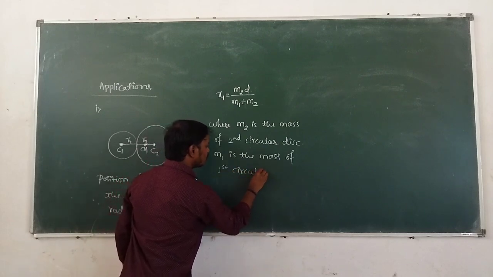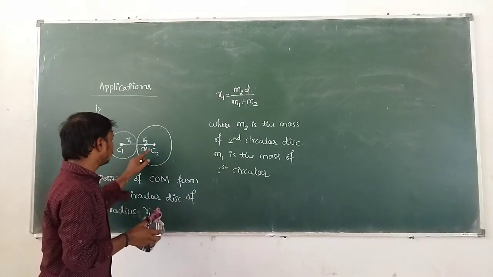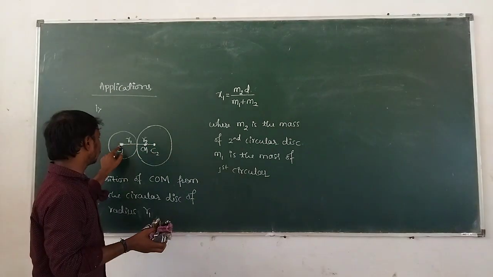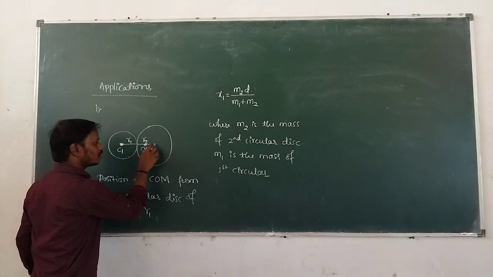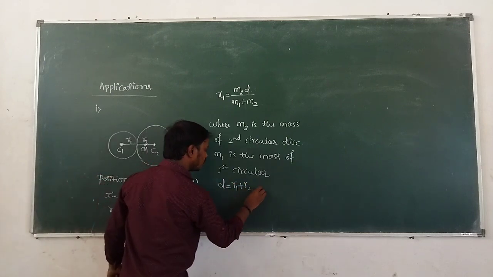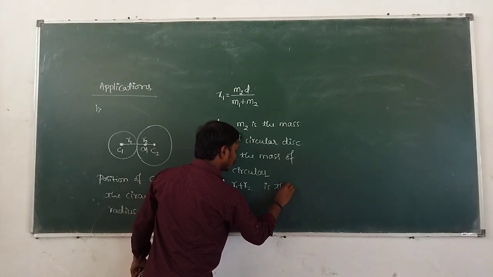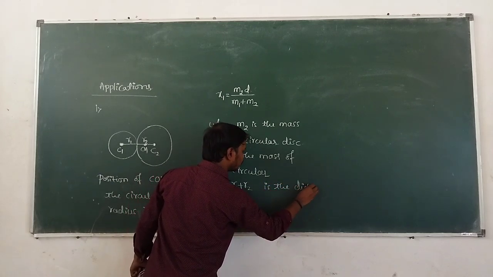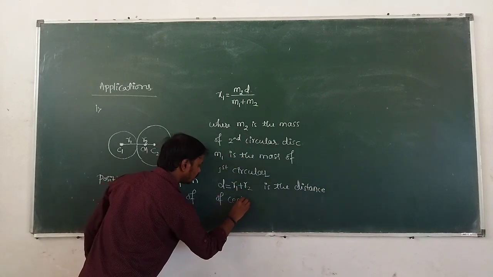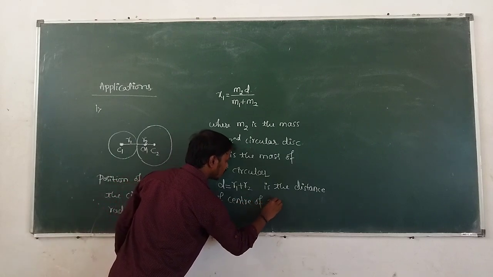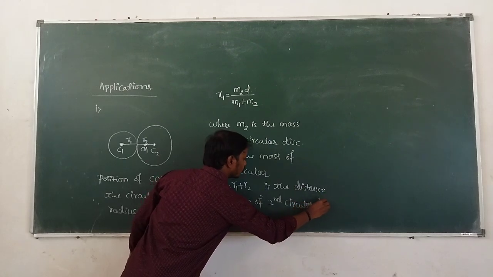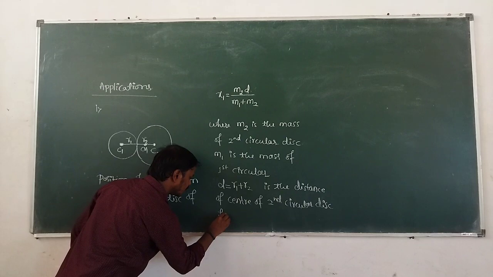And here, what is d? d is nothing but the distance of the center of the second circular disc from the center of the first circular disc, that is r1 plus r2. d is equal to r1 plus r2, the distance of the center of the second circular disc from the first circular disc.